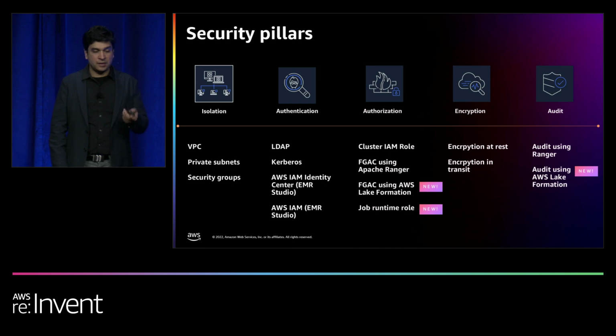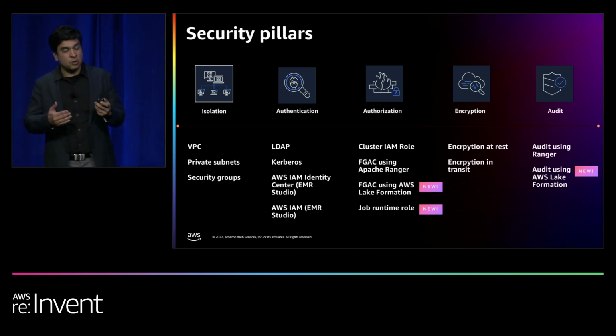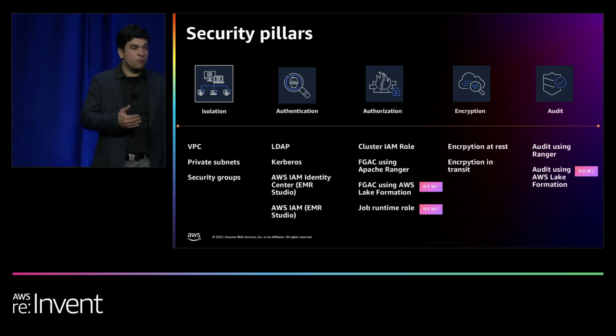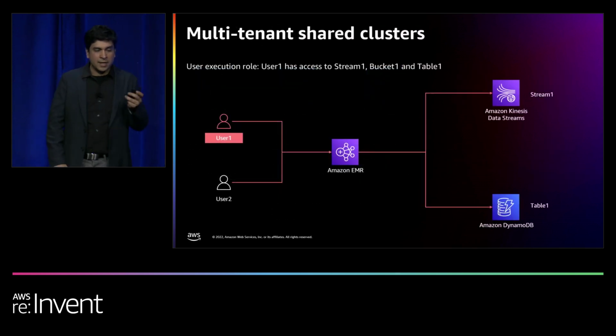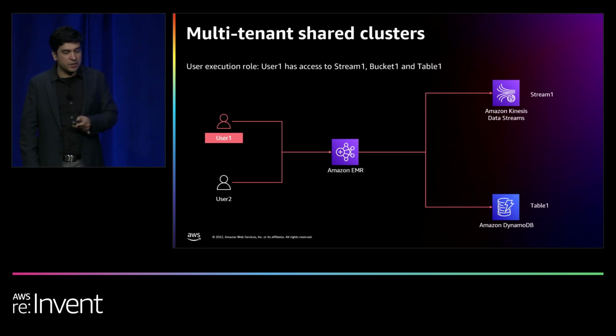Encryption at rest and in transit is baked in out of the box with security configurations. It is very easy. You don't have to go into Hadoop configuration and Spark configuration and all of that. It's just one security configuration. You define your keys, and you can apply it to the EMR cluster. And finally, for audit, you have multiple options. You have Ranger, if you have chosen to use Ranger for audit. If you're using Lake Formation, then you can use Lake Formation audit.